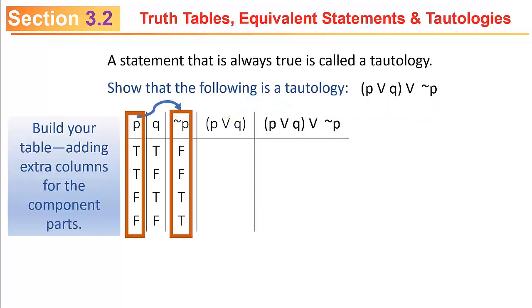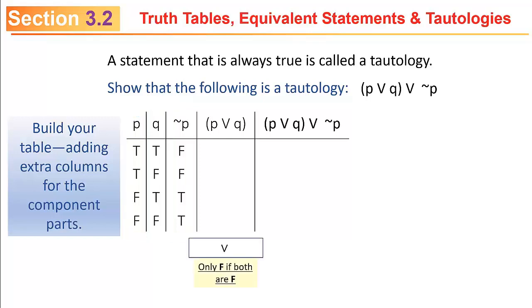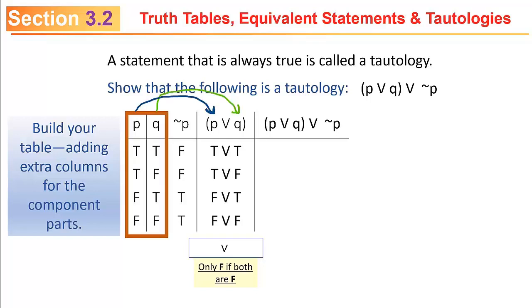So I'll start off, I form the not P column by taking the opposite truth value of the P column. So if P is true, not P is false, and so on down the line. That gives me not P. Then I move to the next column and notice that there's a P on one side of the OR and a Q on the other side of the OR. So I'll just take those P values and move them underneath the P values in that middle column, and then I'll take the Q values and move them underneath in the Qs.